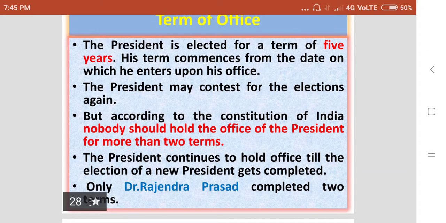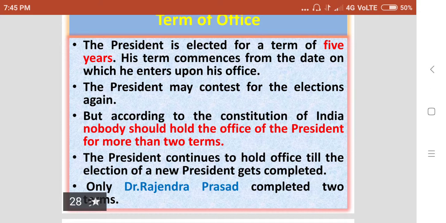Students, welcome to the virtual class of Indian Constitution. So we are discussing the President of India, his appointment, term of office, qualifications, and other details. So let us continue today with the term of office.